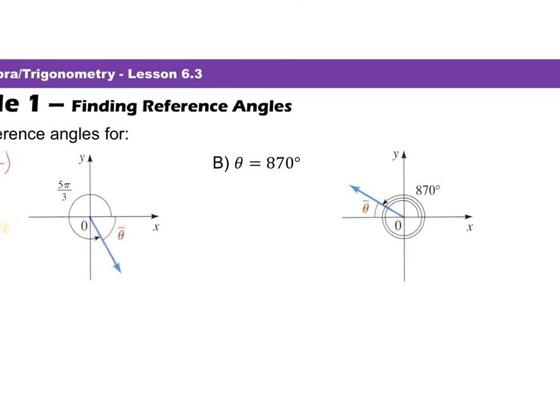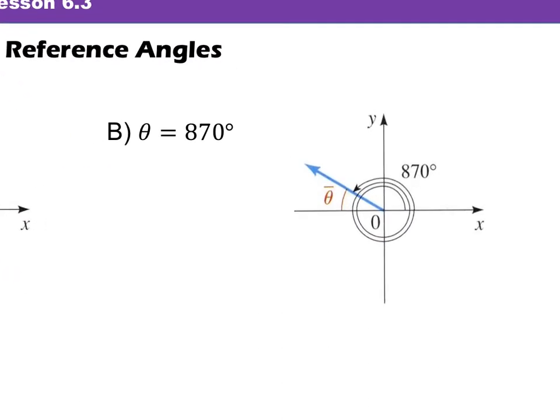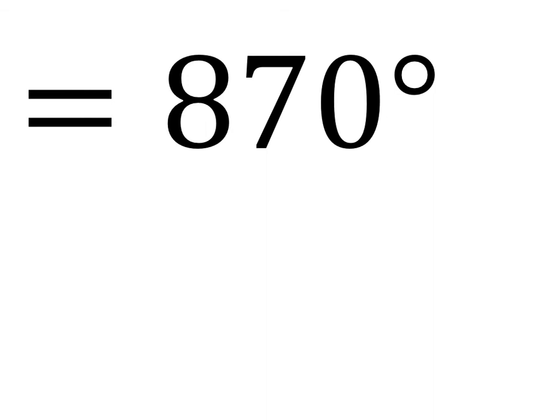All right, let's look at the next one. What do you guys notice about 870? It's bigger than what? 360. Once you guys see that it's bigger than a whole circle, you don't need to freak out. Let's just keep subtracting a whole circle till we get what? Coterminal. Good, I like that. Something that's in between 0 and 360. So let's minus a whole circle.